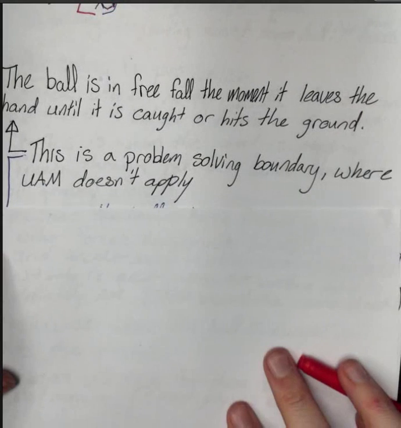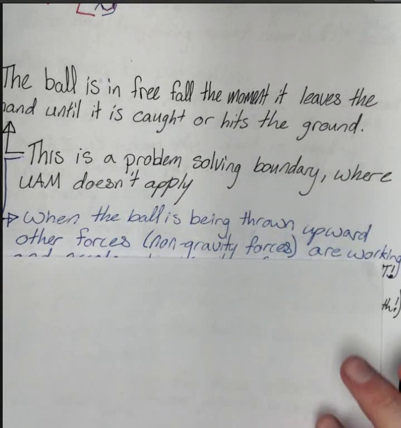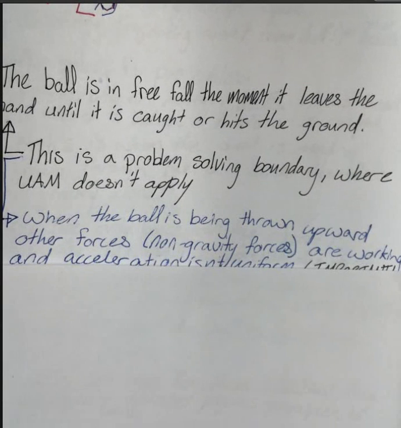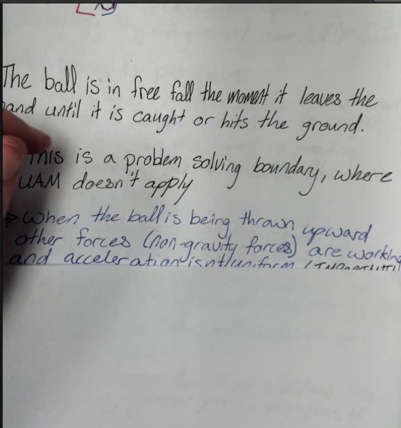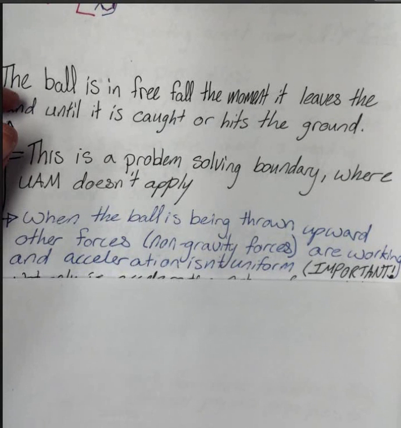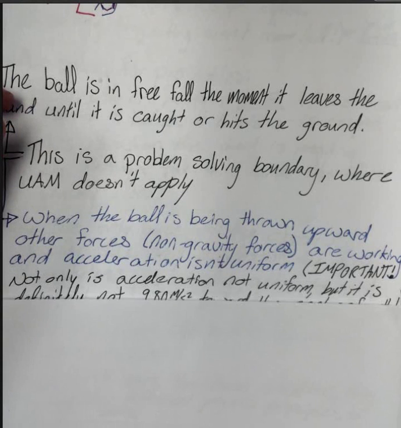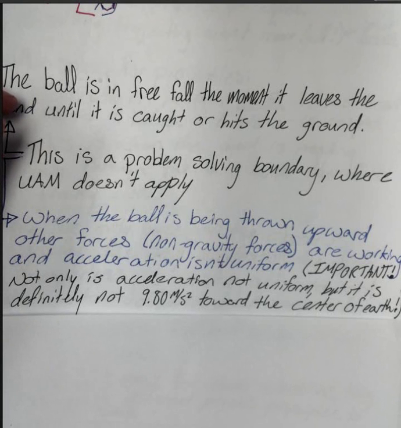That's a little bit nicer. All right, when the ball is being thrown upward, other forces, non-gravity forces, are working, and the acceleration isn't uniform. That's important because not only is acceleration not uniform, but acceleration is not 9.8 meters per second squared toward the center of the earth when you're throwing the ball up.